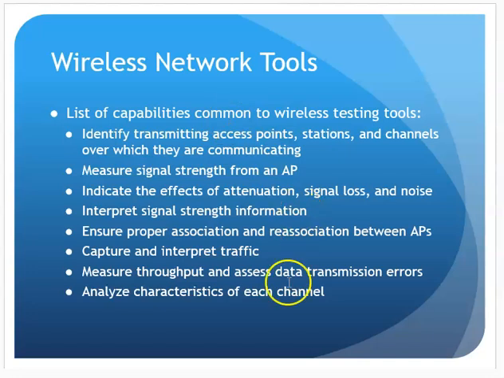And then here they walk through a handful of things that you can do. One list of capabilities common to wireless testing tools, things that you can do to adjust or find out what might be causing problems in your network. All right, so there is a quick overview of Chapter 6.